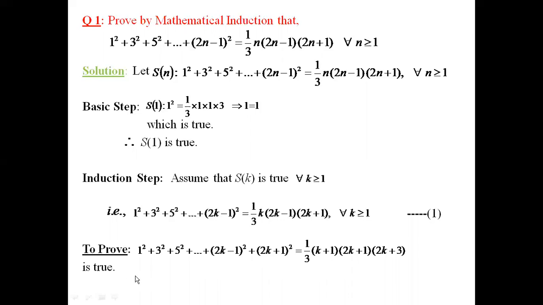So in order to prove this, observing the requirement, let us add 2k plus 1 whole square on both sides of equation 1. So according to our requirement, we are doing this. We need the last term of the series in the left hand part as 2k plus 1 whole square. So we will be adding 2k plus 1 whole square on both sides to equation 1. So doing that, we will be getting the expression in the left hand part, which is our requirement.